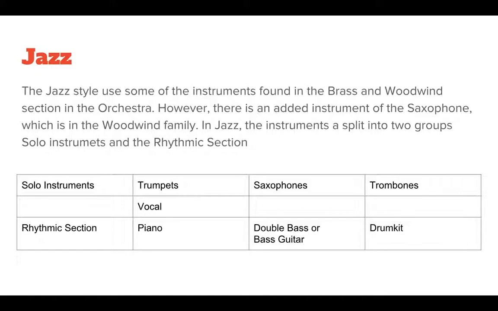Now you have solo instruments, and you can have many combinations of these. You can have like 8 saxophones, or you could have 4 trombones. But generally the instruments that do play in jazz ensembles are trumpets, saxophones, trombones, and vocals. There are a few more, but generally at level 1, those are the ones that you need to know.